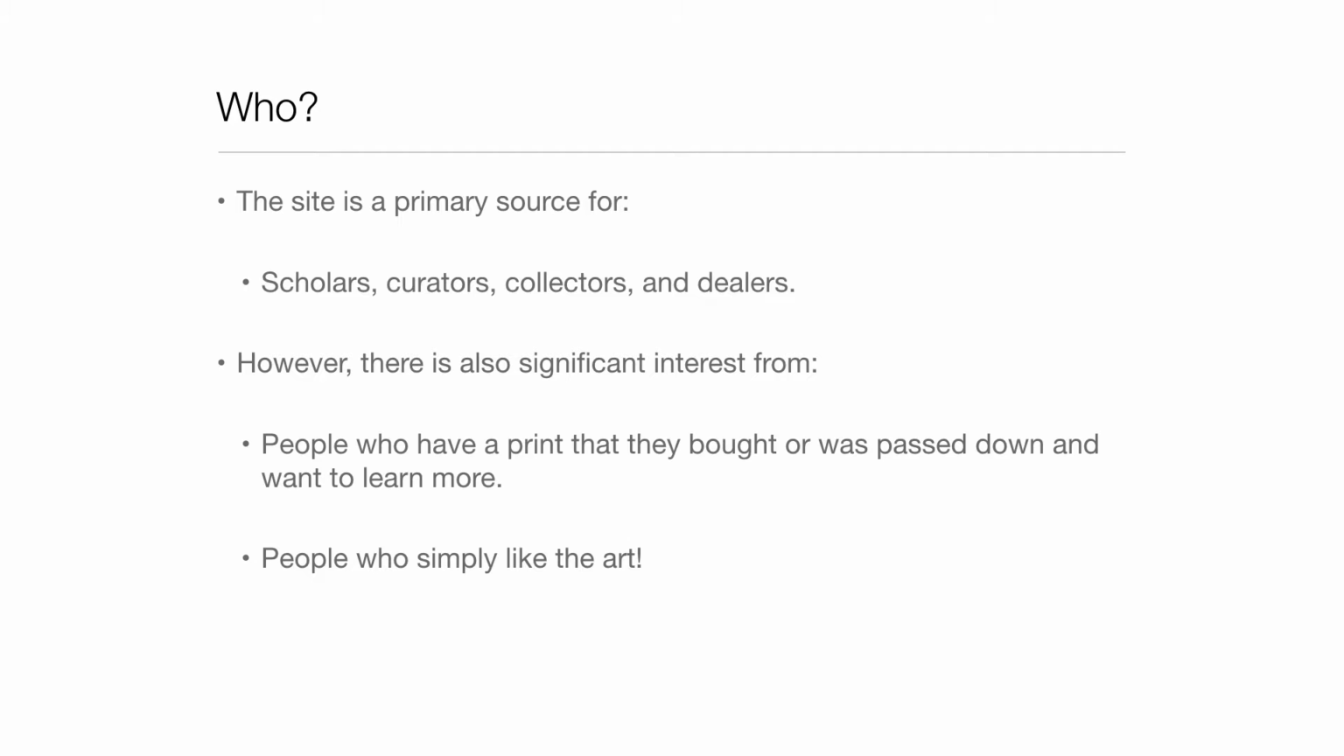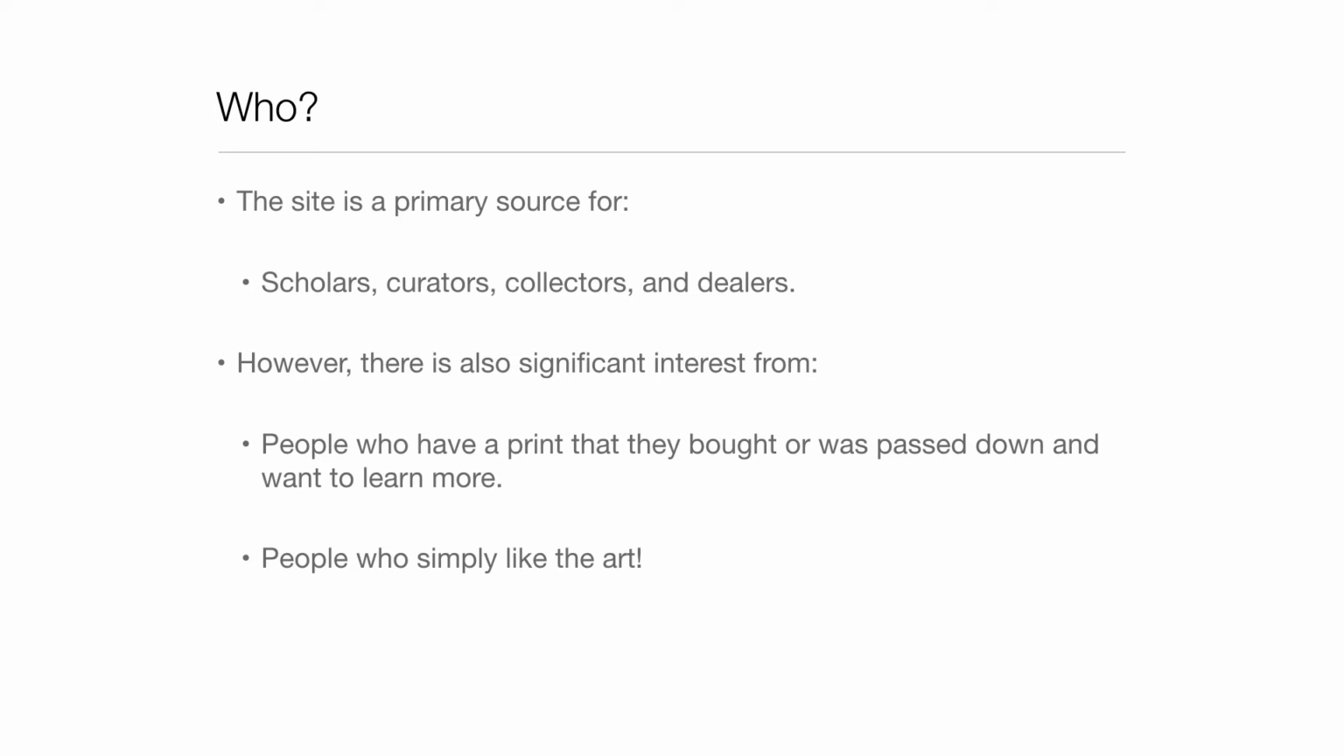Now, it's important that we also look at the fact that obviously there aren't 1.7 million scholars, collectors, and curators of Japanese prints. There are a lot of people using this website who do not fit into that bucket. So if we take a step back and look at those people, of the people who emailed me, they pretty much break down into two different groups.